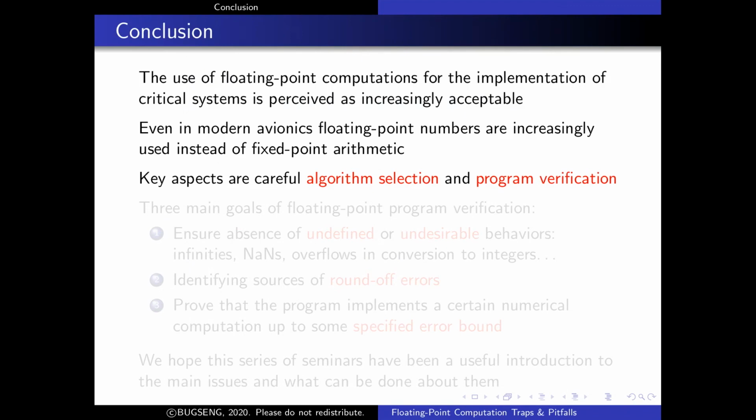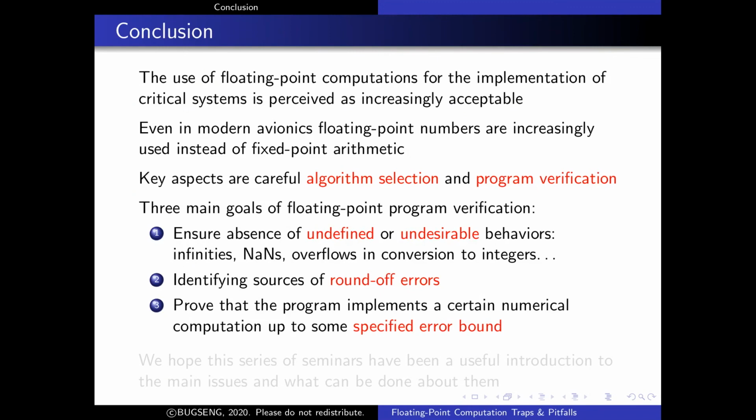And then program verification. For program verification, there are three main goals. First is to ensure absence of undefined or undesirable behavior. These are the anomalies we have discussed today: generation of unwanted infinities, NaNs, overflows in conversion to integer, and so on. We want to identify sources of round-off errors, in particular cancellation. And then we have the task of proving that the program implements a certain numerical computation up to some specified error bounds. This is really tricky, and it connects to what I said before.